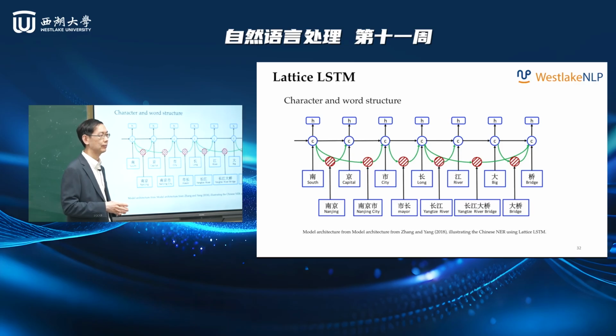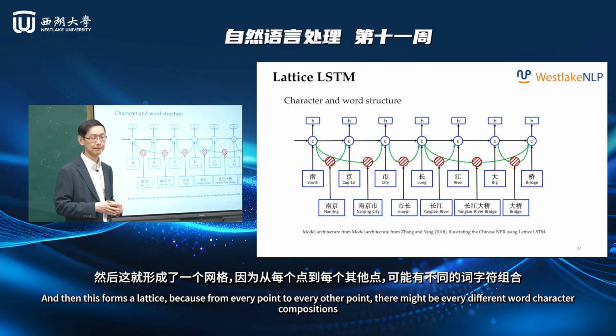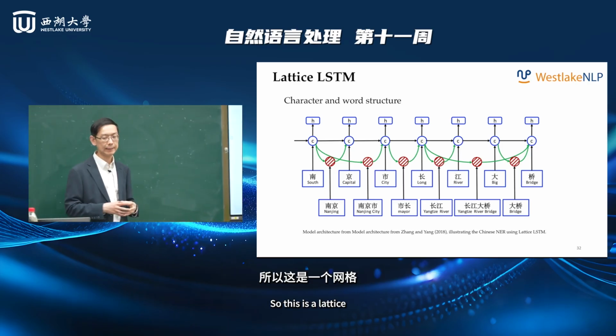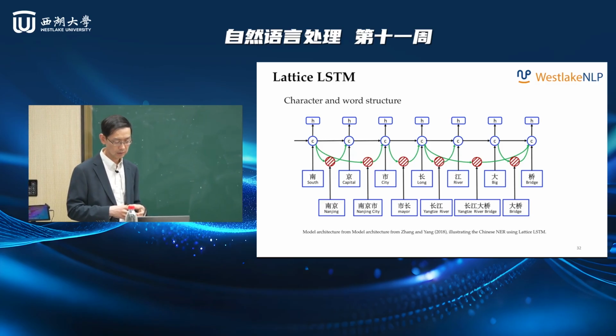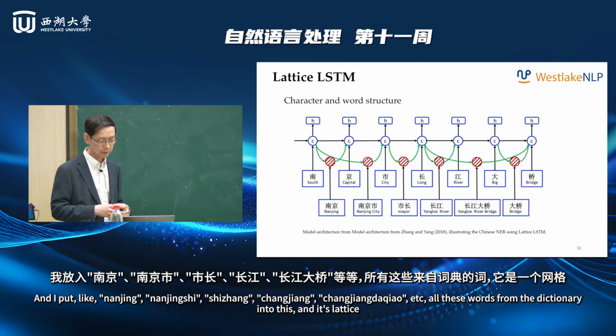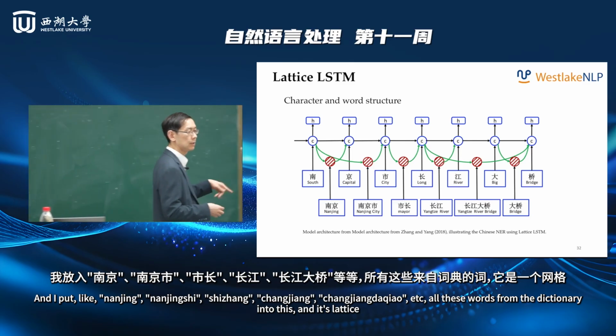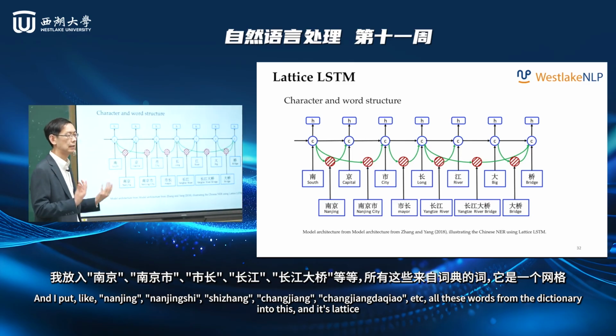And then this forms a lattice, because from every point to every other point, there might be different word and character compositions. So this is a lattice. I put Nanjing, Nanjing 市, 市长, Changjiang, Changjiang 大桥, etc. All these words from the dictionary into this, and it's a lattice.